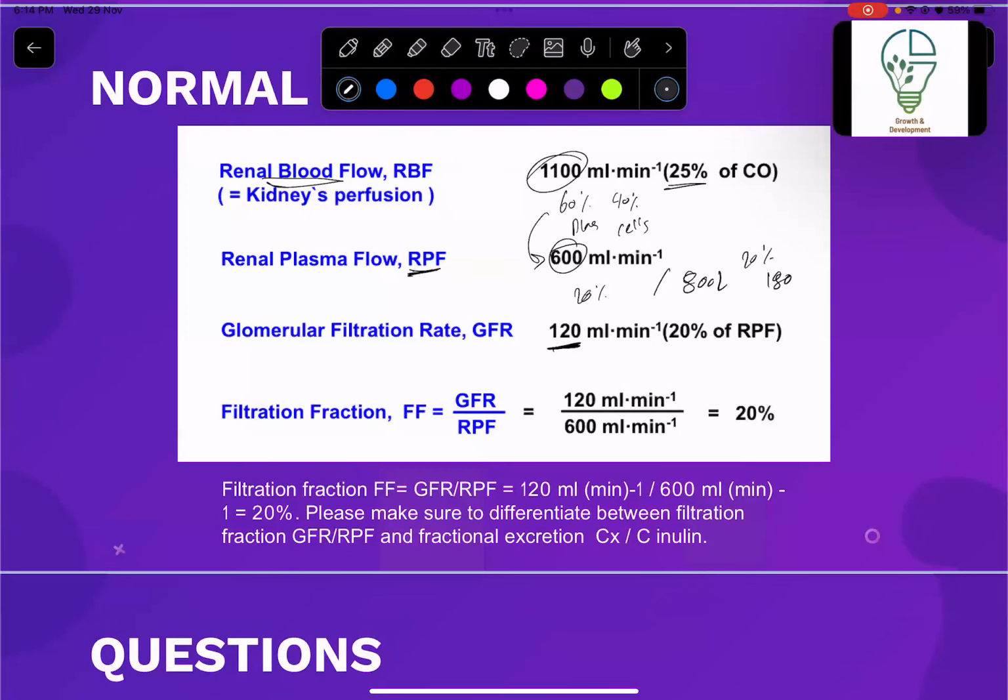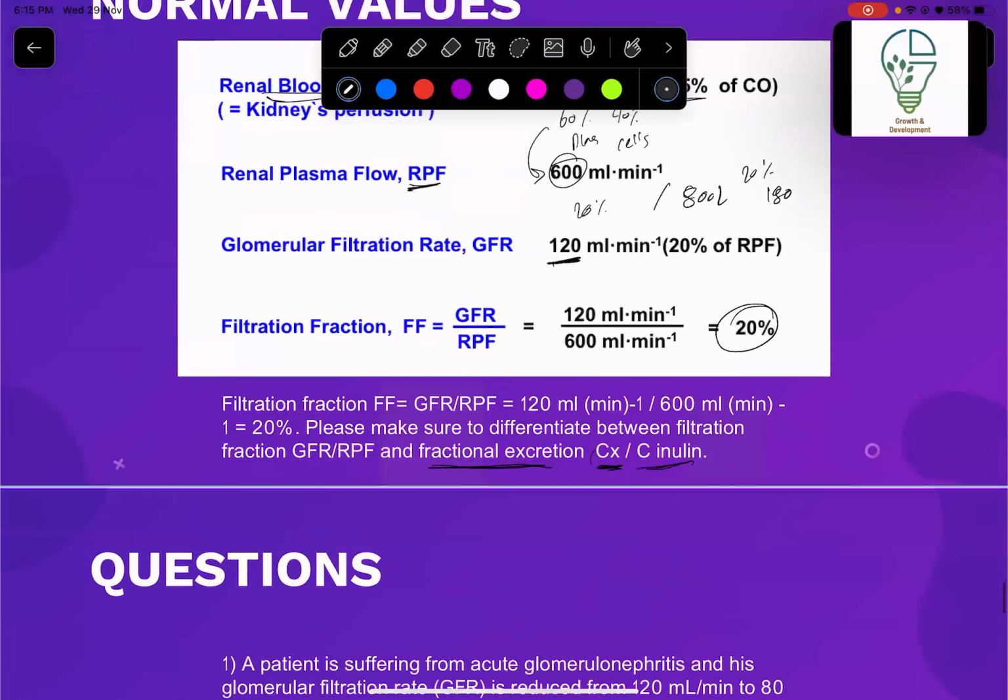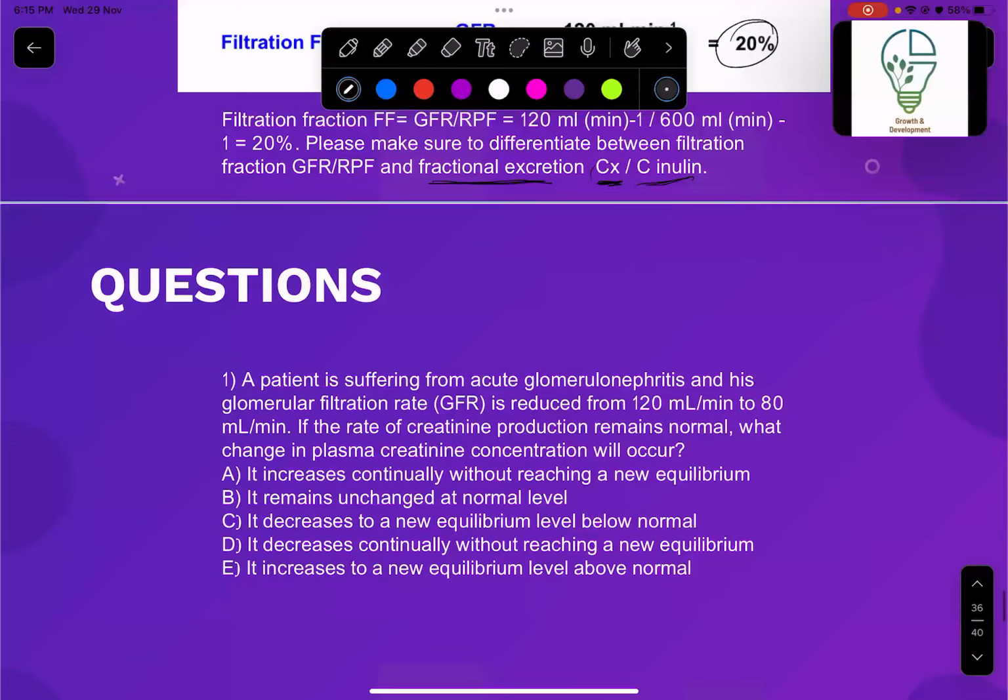And finally we have the filtration fraction. Make sure that you don't confuse filtration fraction with fractional excretion, because the filtration fraction is GFR over RPF, while the fractional excretion is the clearance of a substance over the clearance of inulin. Normally the filtration fraction should be 20%. And we said that we check the fractional excretion to figure out if we have a net secretion or net reabsorption. Is that good with everyone?